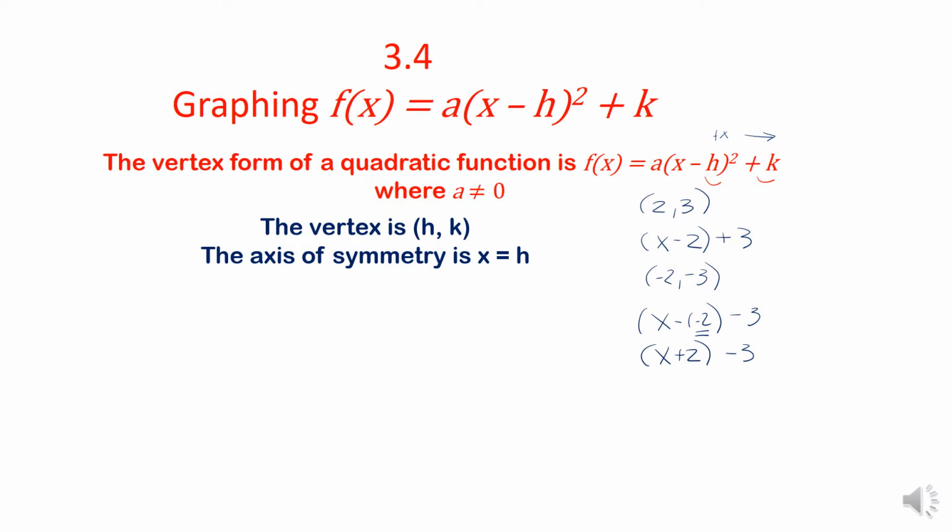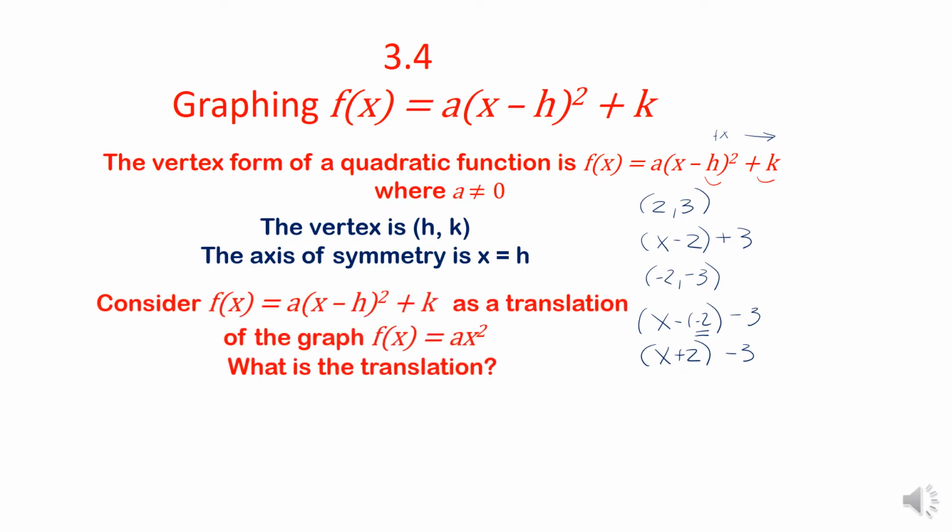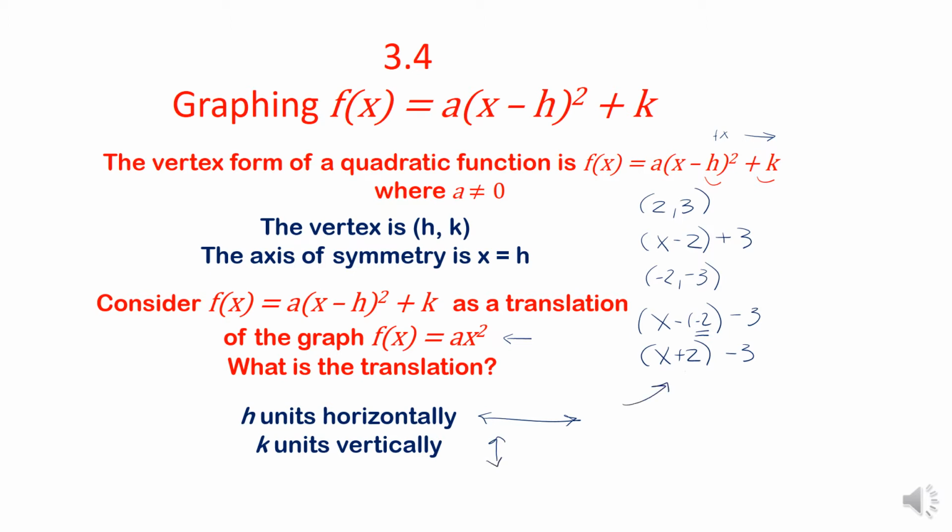Okay, so now I want you to think about this as a translation of this basic graph. What is the translation? Okay, it's h units horizontally, because that's the one that goes this way, right? And it's k units vertically, up and down. Okay, and we just showed you examples of that here, so that should help.